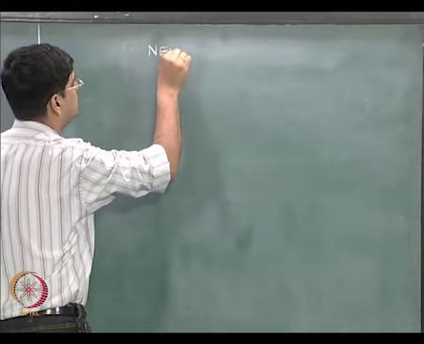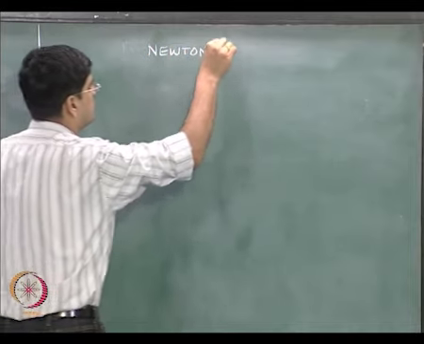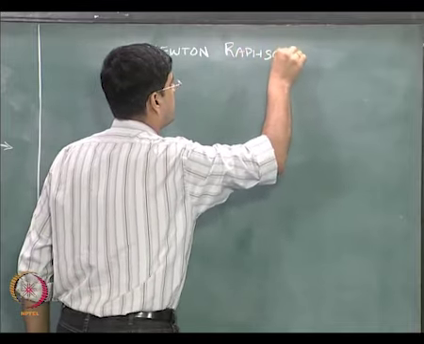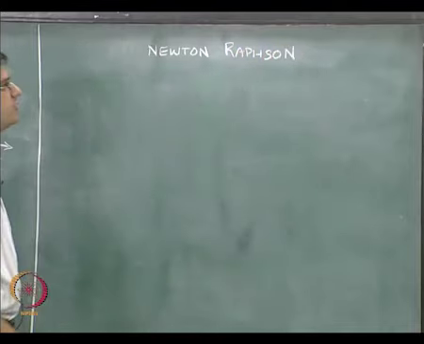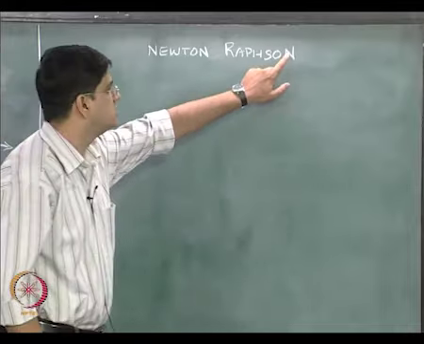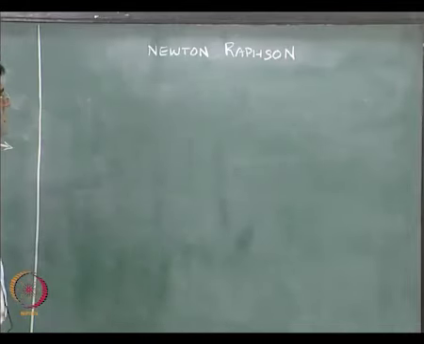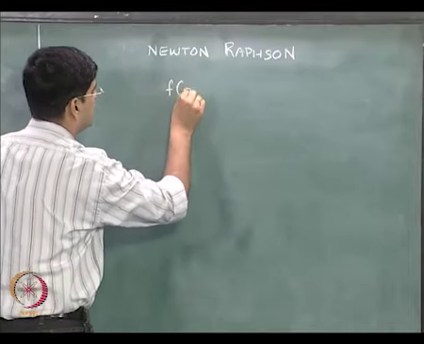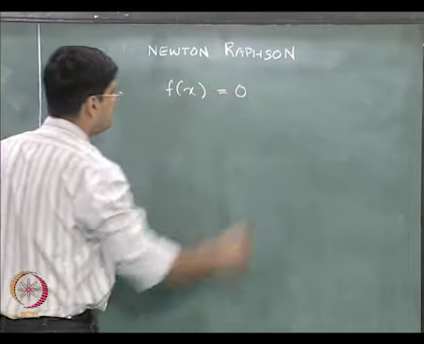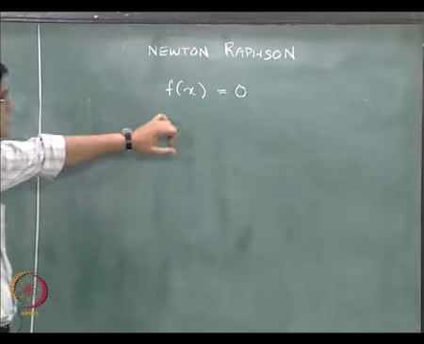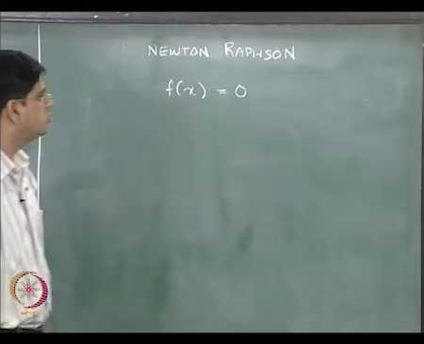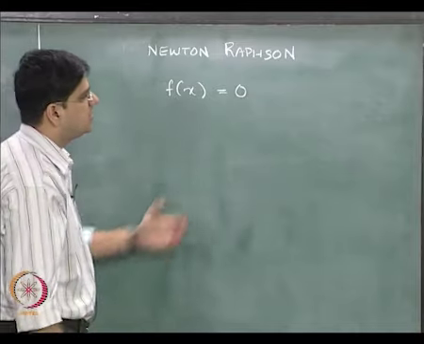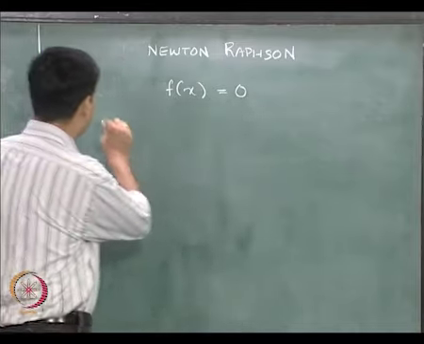The final method that we are going to cover in algebraic equation solving is the Newton-Raphson's method. Okay. So again we are interested in solving f of x equal to 0, and in the Newton-Raphson's method what we do is essentially we look at the curve.